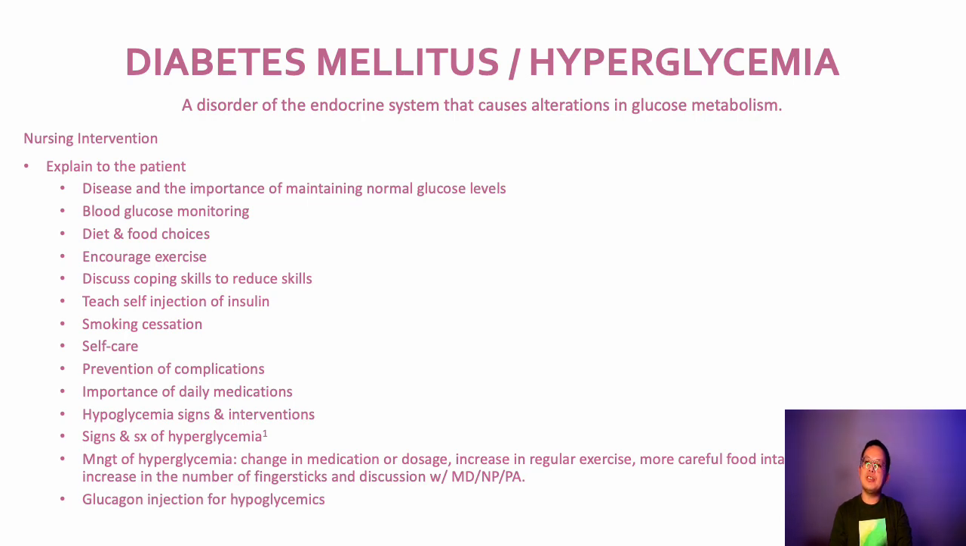Nursing intervention, explain to the patient. So you have to do a lot of explanation to the patient. And if it's early, the patient doesn't want to learn, doesn't want to recognize the presence of the disease. Okay? So explain to the patient the disease and the importance of maintaining normal blood sugar levels. So normal blood sugar levels is 80 to 120 or 4 to 10 millimoles. Blood glucose monitoring, so the finger prick, I'm sure you know that, no? It's expected of you to know.